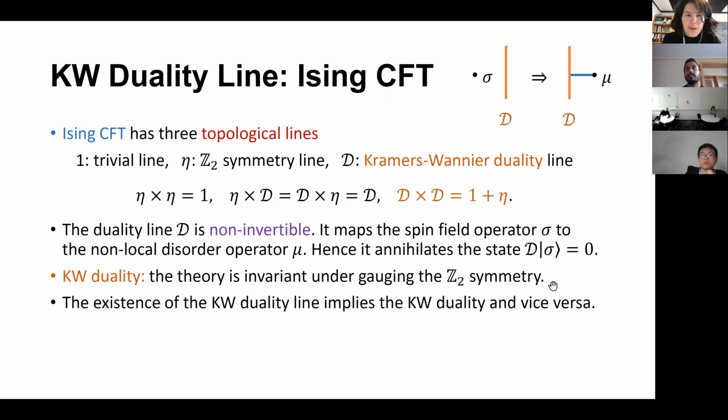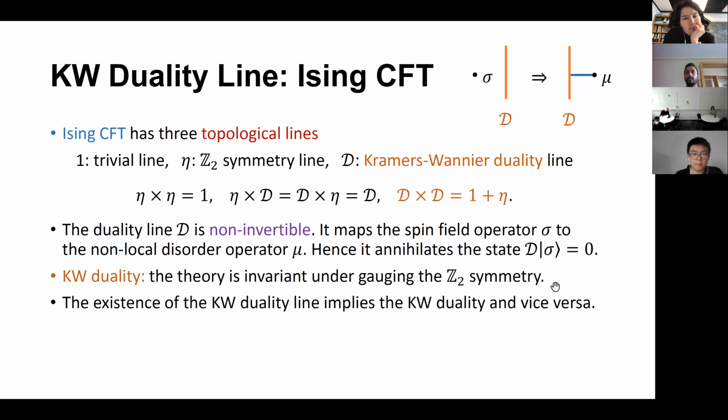Oh no. So how should I say this? The way to think about this is as follows. Let's imagine that we have the operator sigma inserted at the origin, and then we have D wrapped around the sigma operator. Then I can just shrink this D. Then you'll imagine that it becomes some defect operator. But then this defect cannot end anywhere, right? It only ends on mu, but then what about the other sigma? It doesn't end anywhere. So that means that D has to annihilate the state.